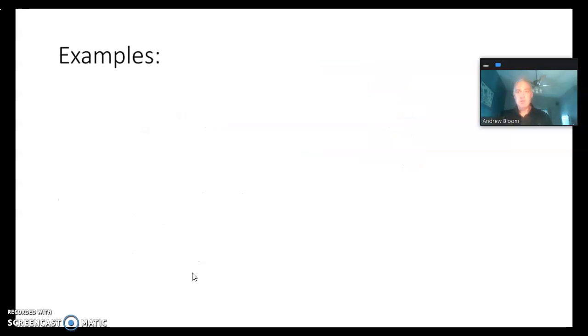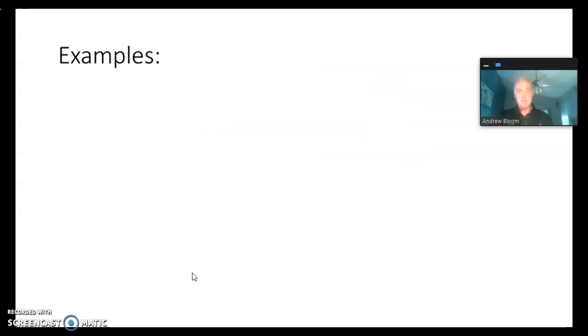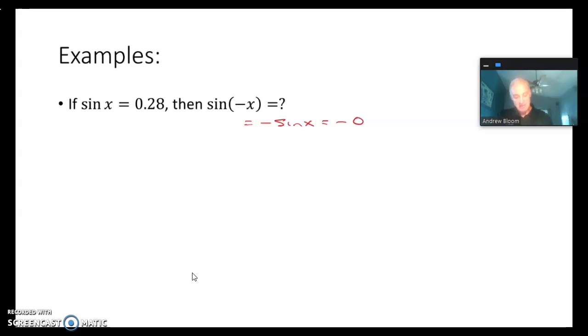If you're looking at the sine of negative x, it is equal to the opposite of the sine of x. So how do we use this? Well, we might be given the fact that sine of x is equal to positive 0.28. Then the sine of negative x is equal to what? And as we look at that, our identity says that the sine of negative x is equal to the opposite of the sine of x. So in this case, that is negative 0.28.